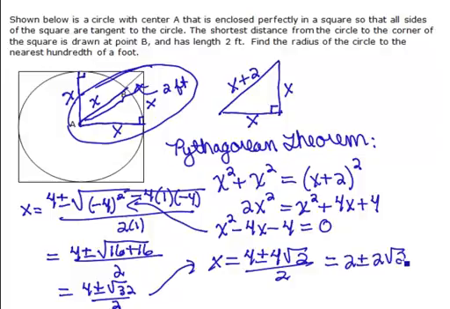Alright. Now, since the radius can't be negative, and the square root of 2 is about 1.4, so 2 times that is going to be bigger than 2. So our x must be 2 plus 2 square roots of 2, or that's approximately, I believe, 4.83, and everything's measured in feet. So the radius of our circle is approximately 4.83 feet.